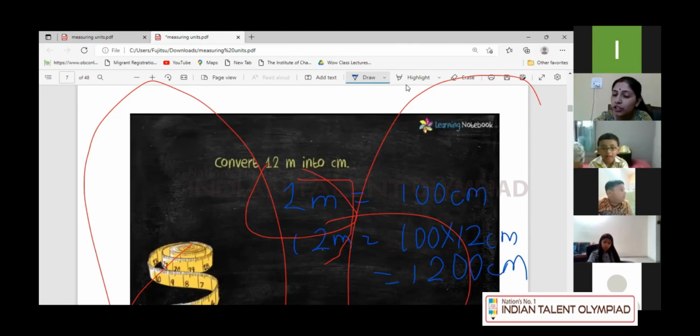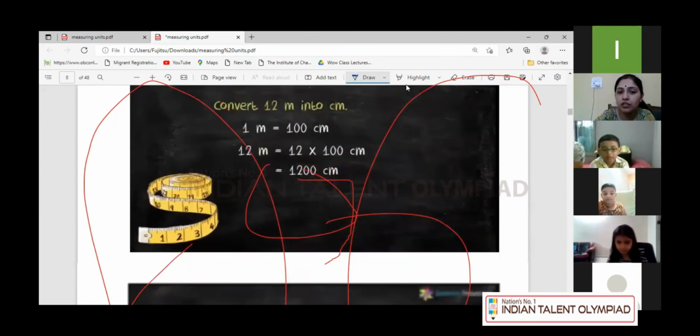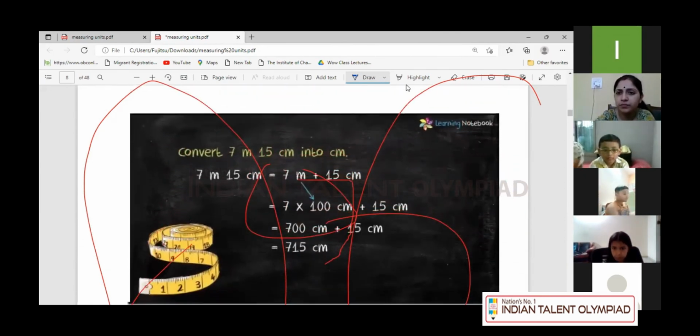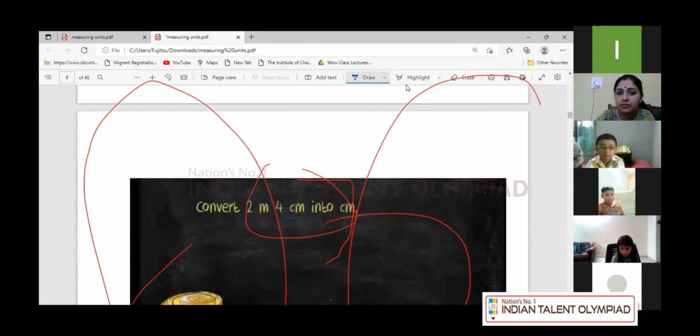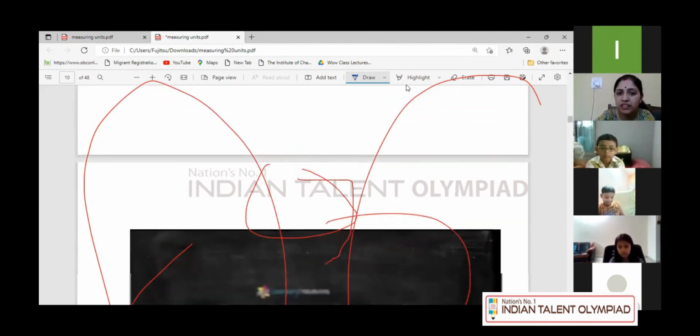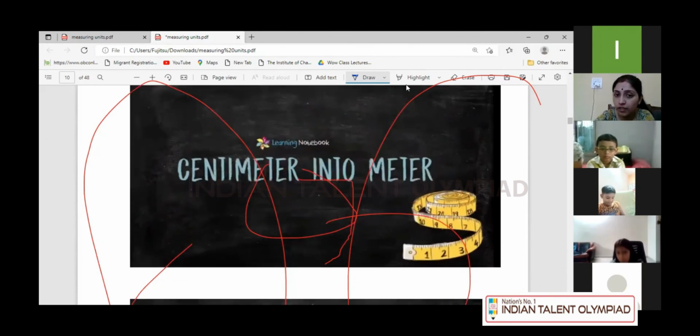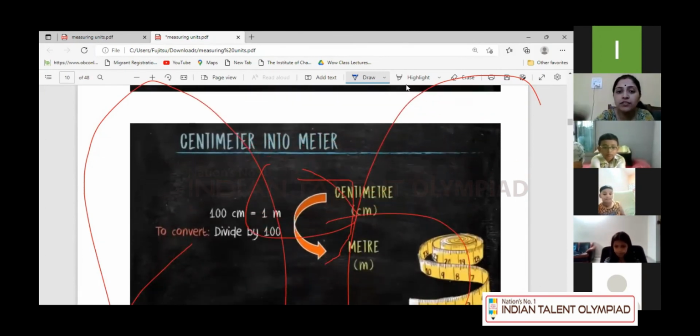Okay, so understood? Yes, ma'am. When you are going from big to small, you need to multiply. Okay, now next question. Just now you saw how we go from big to small: we have to multiply. Now we are converting centimeter into meter. Okay? Yes or no? Okay.